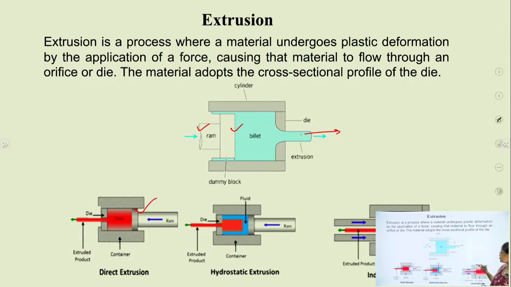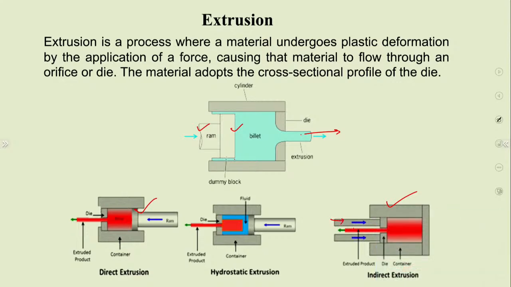In the indirect extrusion process, the extruded metal direction and the ram travel direction are opposite. So in indirect extrusion, plastic deformation occurs only in the material in contact with the ram, whereas the material which is farther away from the ram does not plastically deform. So the friction is always less in the indirect extrusion process.